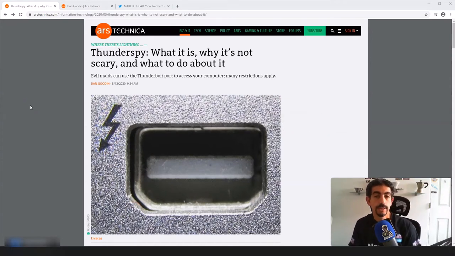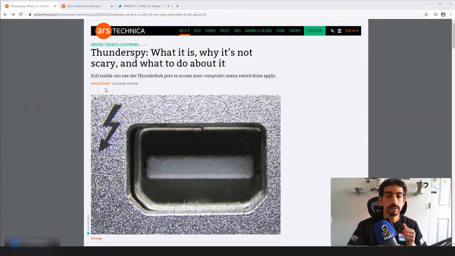The first off is the ThunderSpy vulnerability. And if you haven't heard about it already, it's a vulnerability in the Thunderbolt connector. But I don't want to cover this specific topic itself. What I want to cover is the idea of threat modeling.